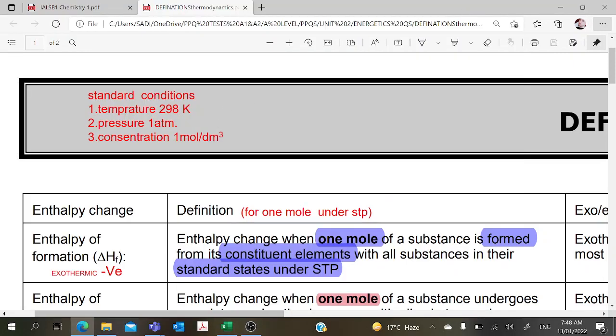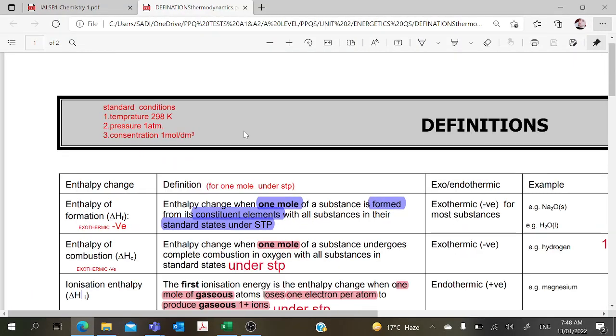Okay. So all the definitions are coming under standard conditions of temperature and pressure. The standard conditions are 1 atm of pressure, 1 mole per dm cube of concentration, and 298 Kelvin of temperature. And what are we studying? By the way, we are studying energetics. This is the first chapter of thermodynamics, and it belongs to unit 2.